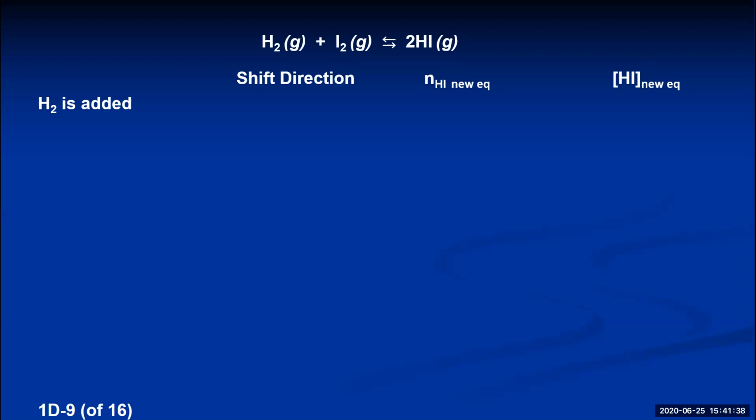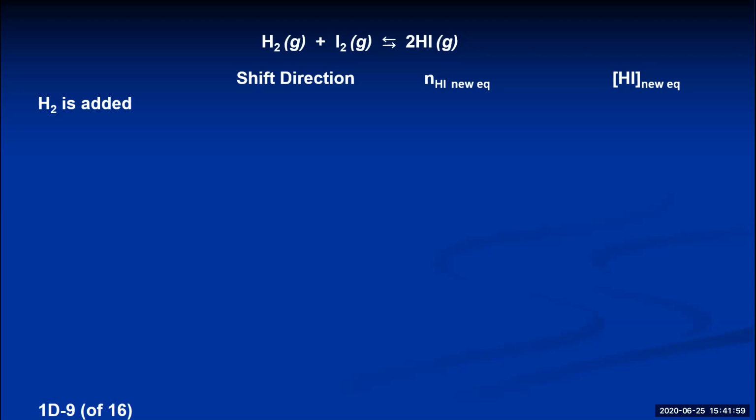If the forward reaction becomes more spontaneous, we say it shifts to the right. If the reverse reaction becomes more spontaneous, we say it shifts to the left. Then I'll ask you, once it reaches equilibrium again, what's going to be true about the moles of the HI at our new equilibrium? And what's going to be true about the concentration of the HI at our new equilibrium?